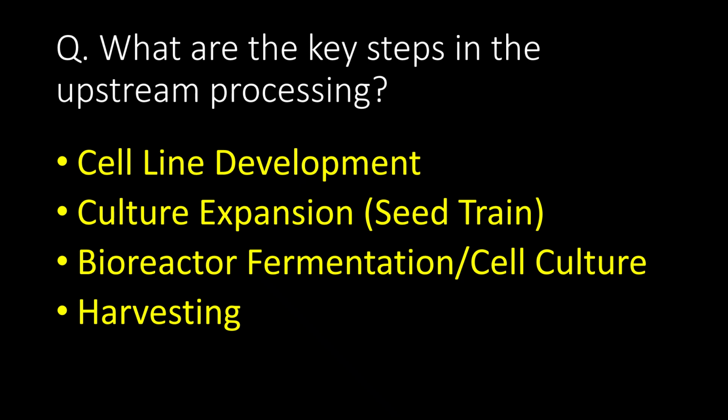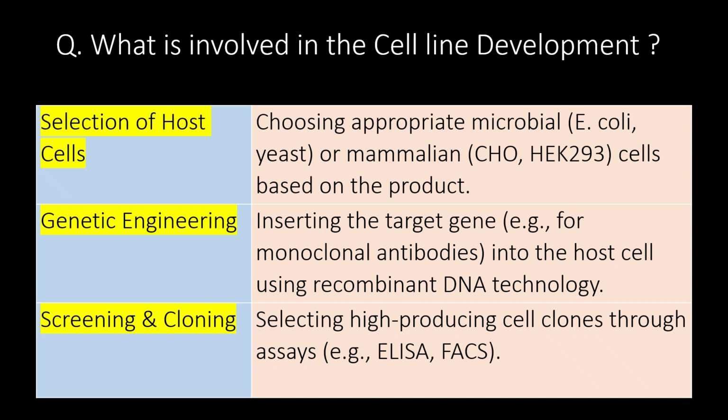What are the key steps in the upstream processing? Cell line development, culture expansion or seed train, bioreactor fermentation or cell culture, and harvesting are the key steps in the upstream processing. What is involved in the cell line development? Selection of host cells, genetic engineering, screening, and cloning are involved in the cell line development.